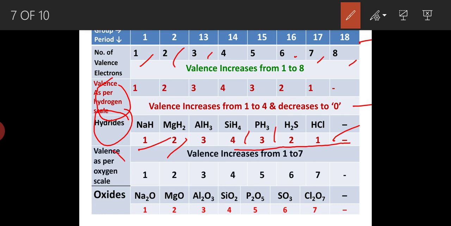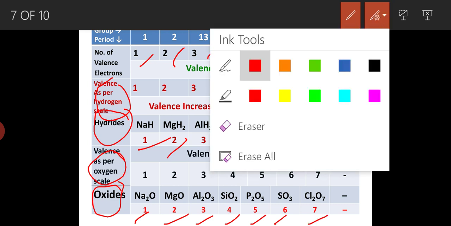Then valence as per the oxygen scale increases from 1 to 7. Examples of some oxides are taken here. In sodium oxide, Na2O, the valence of sodium is 1. In magnesium oxide, the valence of magnesium is 2. In the same way, in Al2O3, the valence of aluminum is 3. In SiO2, it is 4. In P2O5, the valence of phosphorus is 5. In SO3, the valence of sulfur is 6, and in Cl2O7, the valence of chlorine is 7.